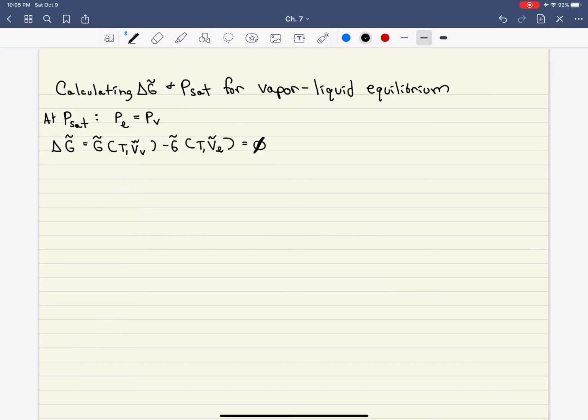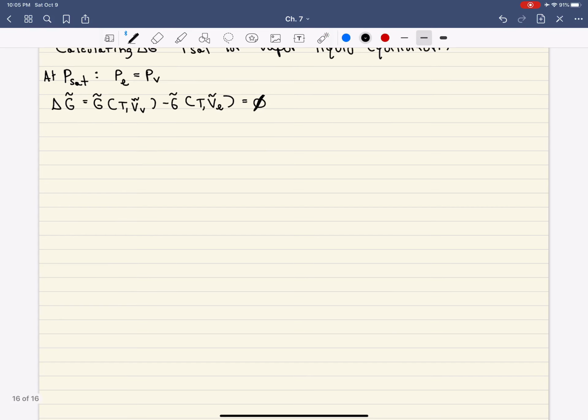Okay? Alright, and so if we want to figure out what the saturation pressure is of a system at a particular temperature, we need to identify the conditions in which the delta G between the vapor and the liquid phases is equal to 0. Okay? All right, and so to do that, we need an equation for delta G. And so what we know is that the fundamental G equation is this.